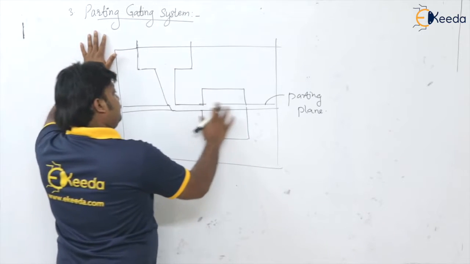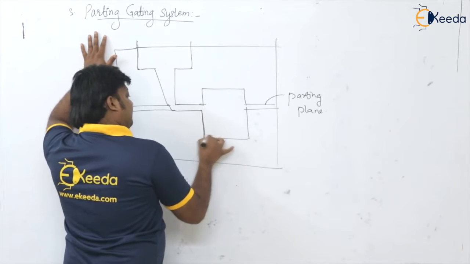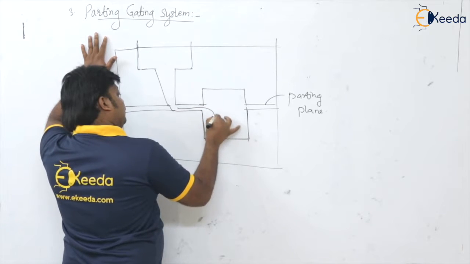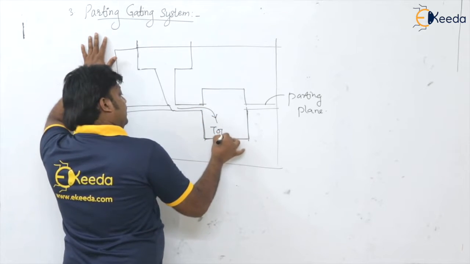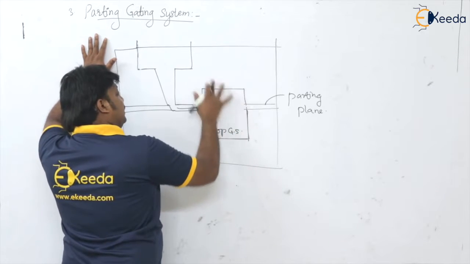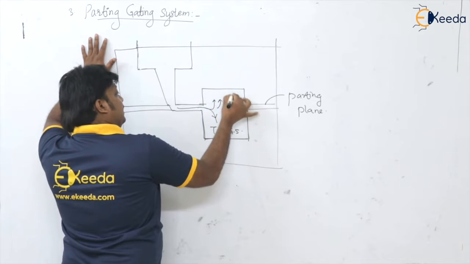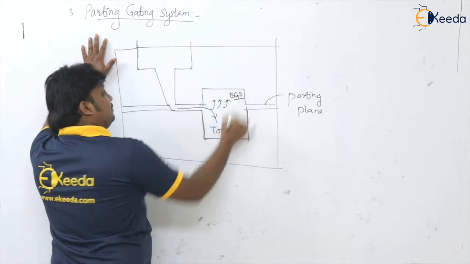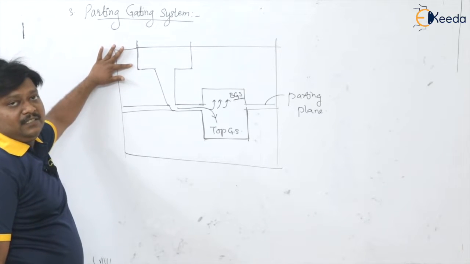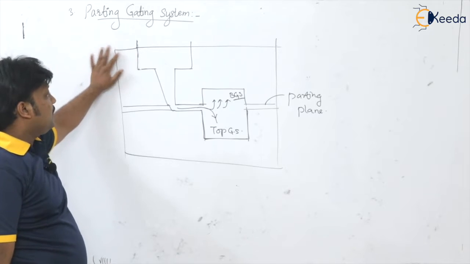So see here, whatever the mold cavity which is present in the drag, you are filling this mold cavity as a top gating system, whereas the mold cavity which is present in the cope gets filled like the bottom gating system, isn't it? So this is called the parting gating system, isn't it?